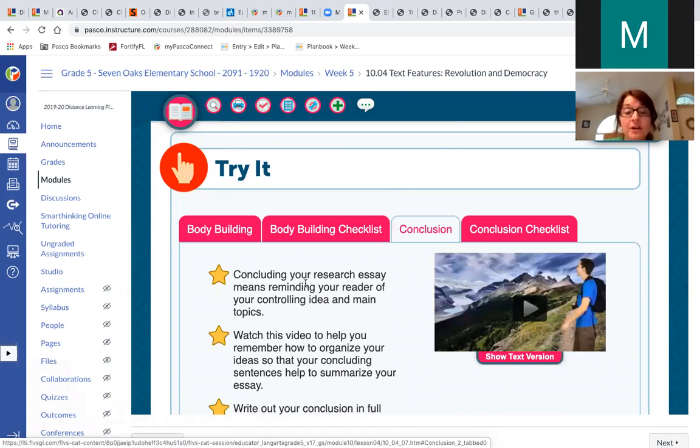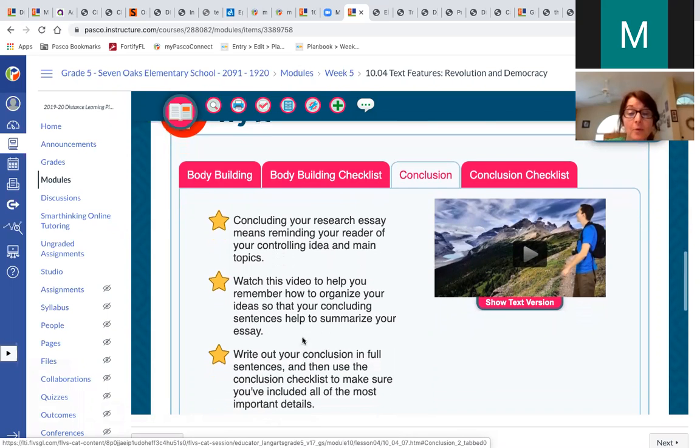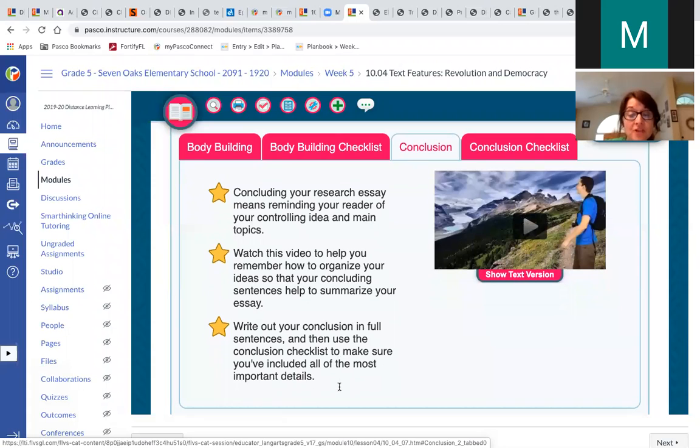Conclusion. You're going to conclude your research essay, okay, by making sure that you remind your reader of your controlling idea and those main topics. There is another video that's going to help you organize your ideas so that your concluding sentences help to summarize your essay. So be sure to watch this video as well. And then write out your conclusion in full sentences and use the conclusion checklist to make sure you've got all that important information that you need.